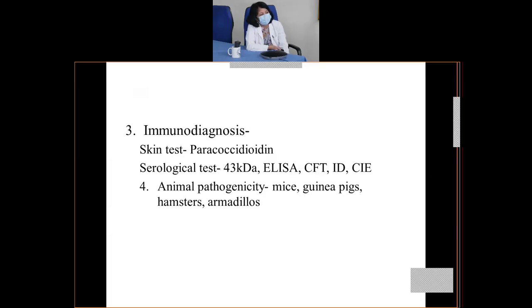So the other modalities of diagnosis are immunodiagnosis. It can be in the form of a skin test, which is known as paracoccidioidin, and serological tests using ELISA methods. The other modality is animal pathogenicity, where it can be inoculated in mice, guinea pigs, hamsters, and armadillos.